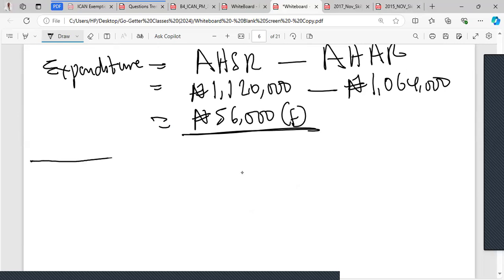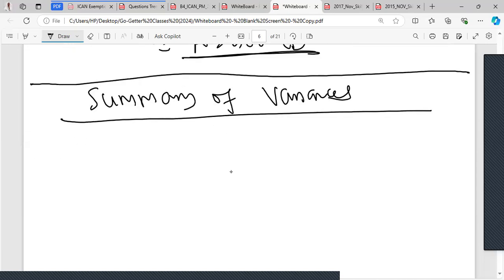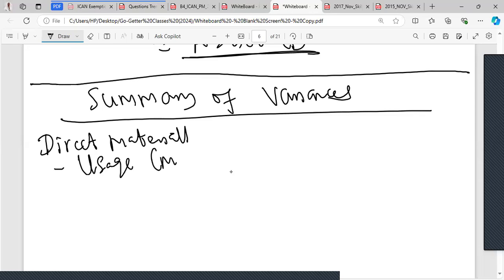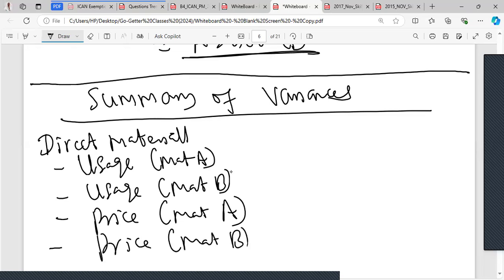And now come here and say summary of variances. Okay? You can now say direct material. Then under you can say usage material A, usage material B, price material A, price material B. So let's go and get these variances and come.